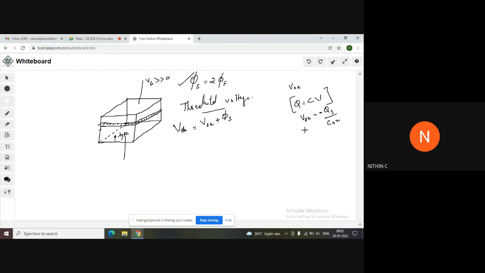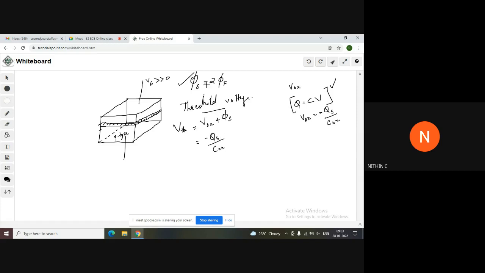From this, we are taking minus because the N layer is being formed. So we take it as minus QS divided by COX. You might have learned this expression, Q is equal to CV. From that we get VOX. This is applicable in capacitance, and here we have the capacitance of the oxide layer. That's why we are taking this expression. Minus is taken since we have a negative layer formation. So we take it as minus QS divided by COX plus phi S.